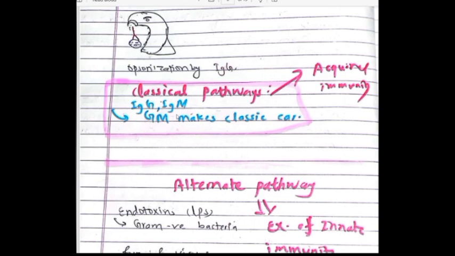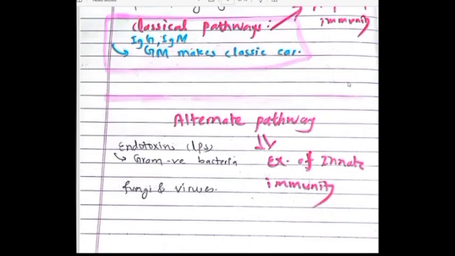In the classical pathway, IgG and IgM are involved. That is, GM makes classic car. We can remember this as GM: IgG and IgM make classic car. That is the classical pathway. This classical pathway is acquired immunity. But for the alternate pathway, endotoxin from gram-negative bacteria activates the alternate pathway, which is an example of innate immunity.